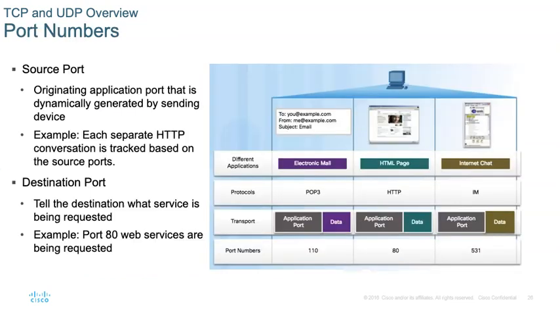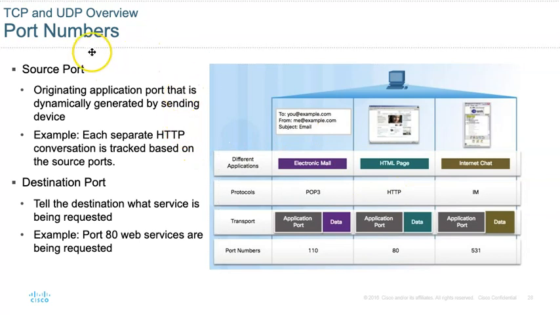All right, moving down. It is very important to understand that both TCP and UDP use something known as a port number. A port number is used by the transport layer to identify the type of application that is being used. For instance, when we're using POP3, we're going to use port 110. When we use HTTP, we use port 80. When we use internet chats such as AIM, we use 531. When we use encrypted HTTP, we use 443. When we use Telnet, we use 21, and that's how it works.